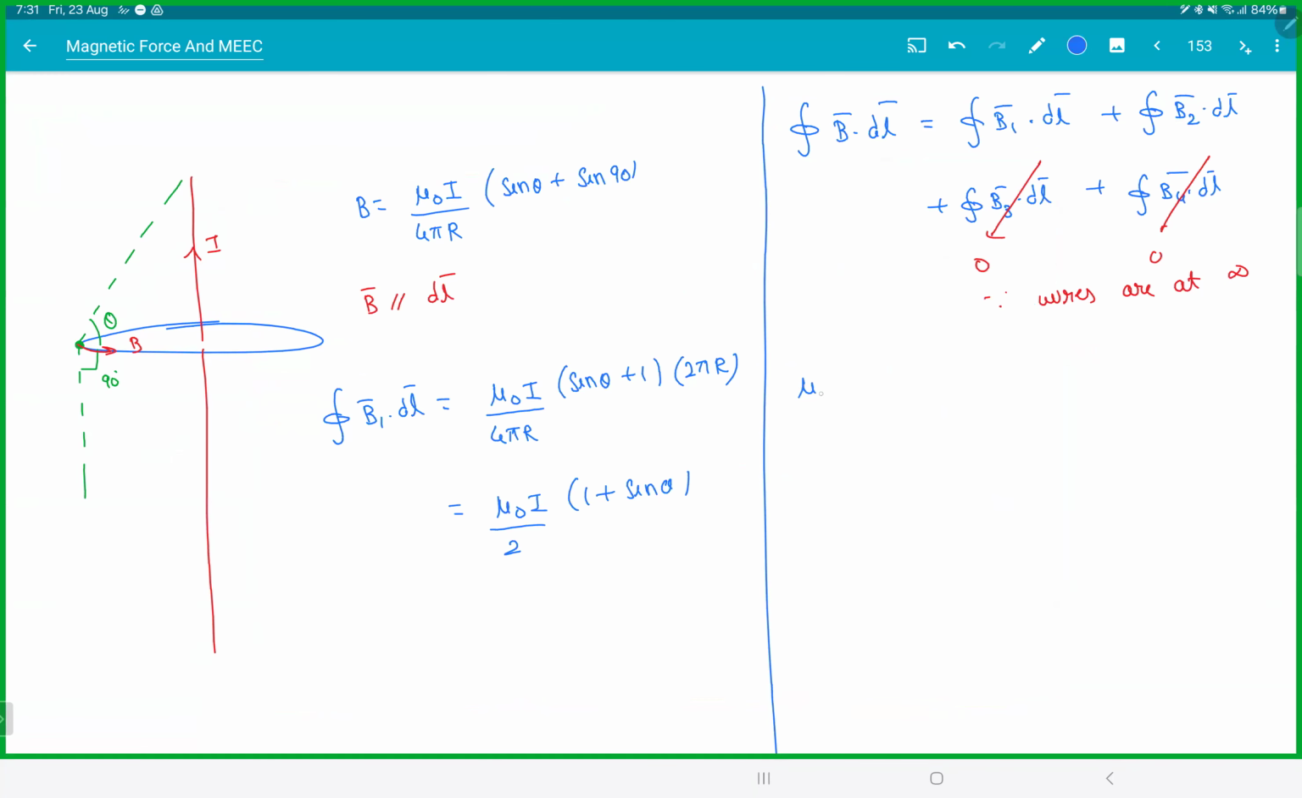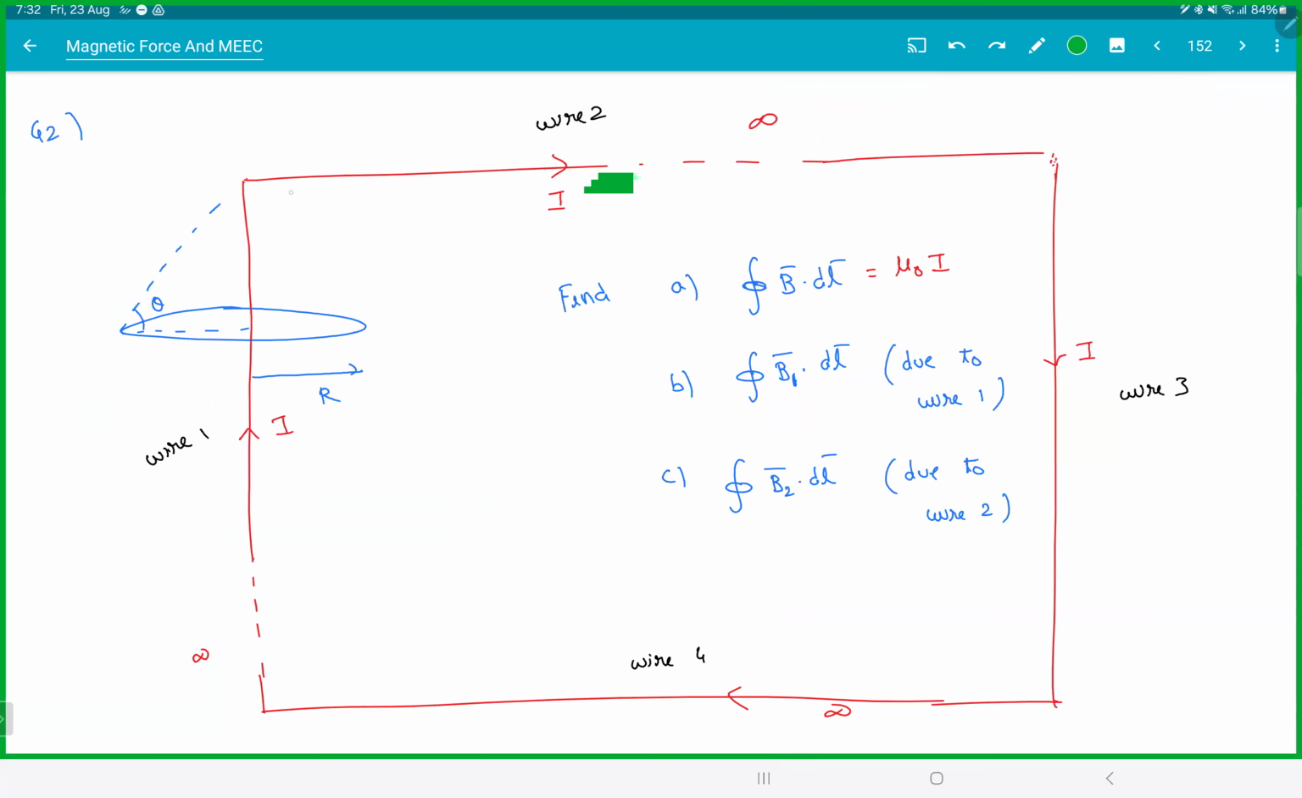So integral B dot dl is mu naught I and integral B1 is mu naught I by 2, 1 plus sine theta. That means the remaining part, whatever is left, must be due to wire 2. You can calculate, you get the answer. Mu naught I by how much is this coming? 1 minus sine theta by 2.